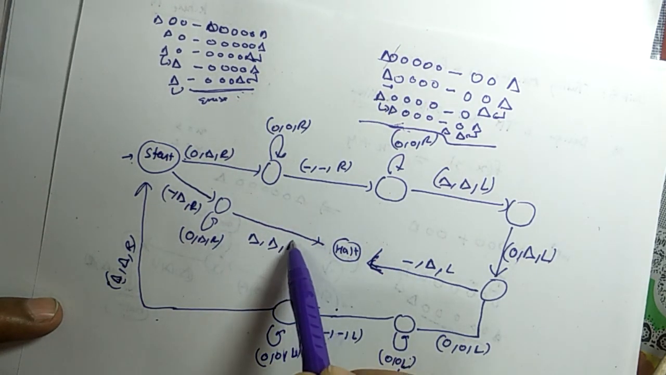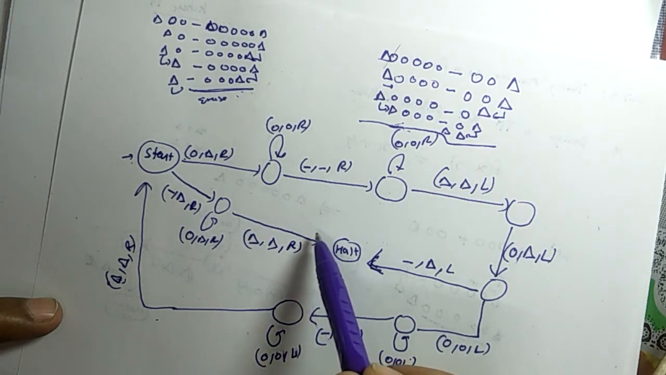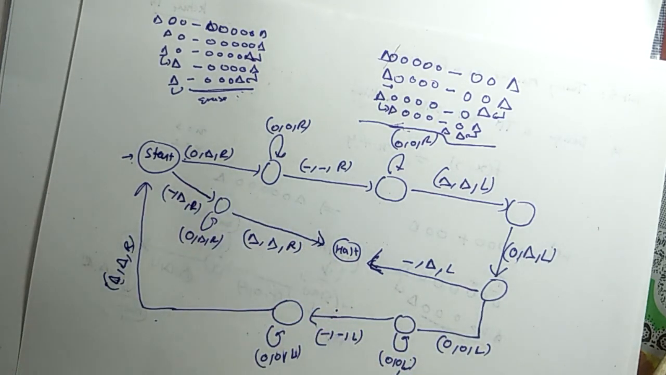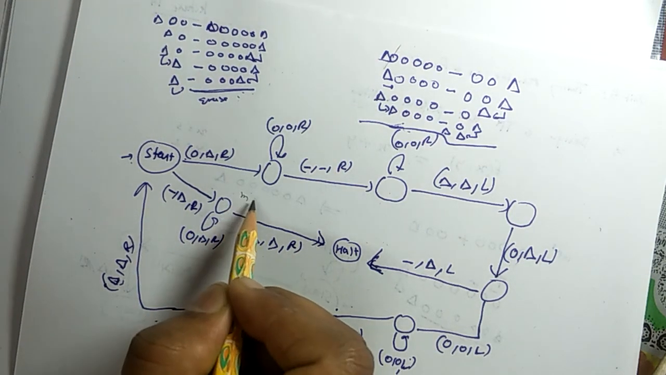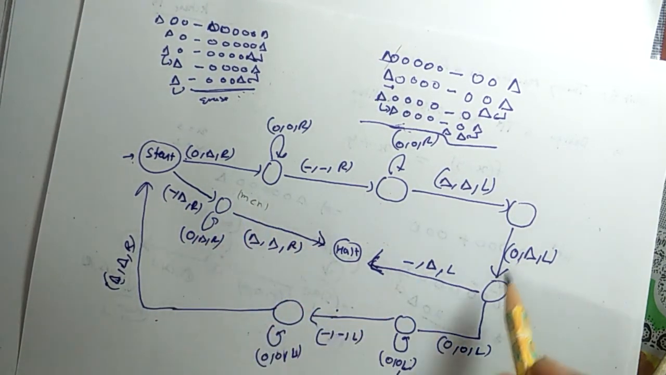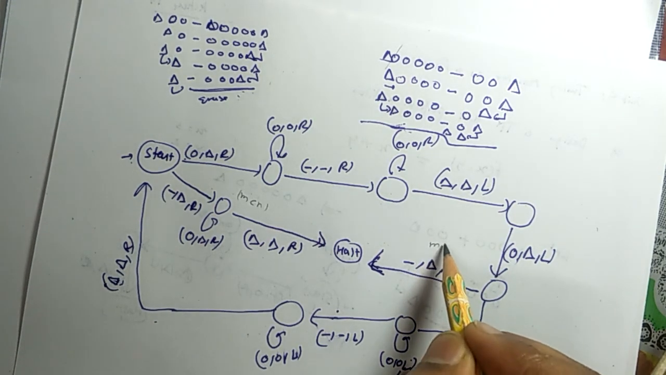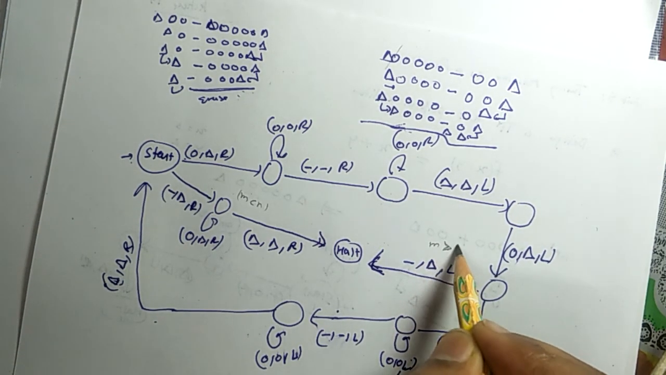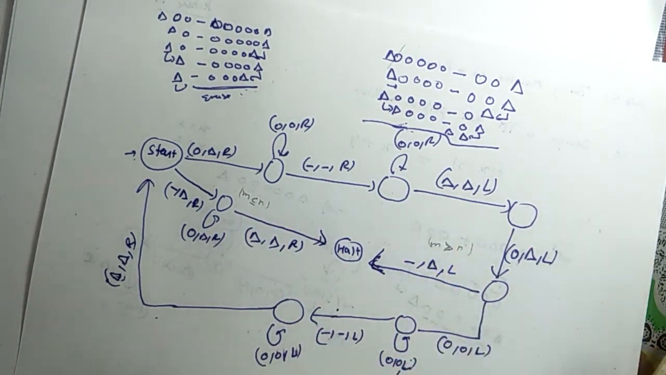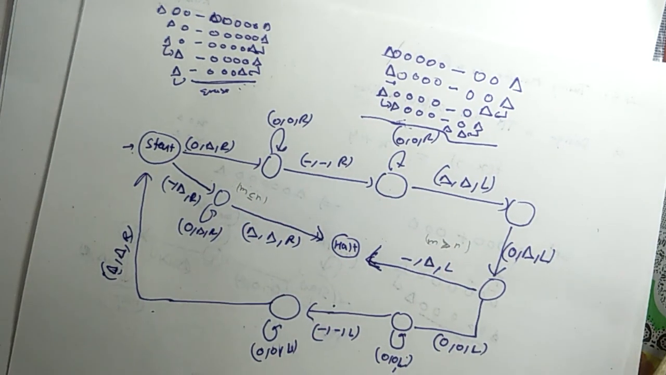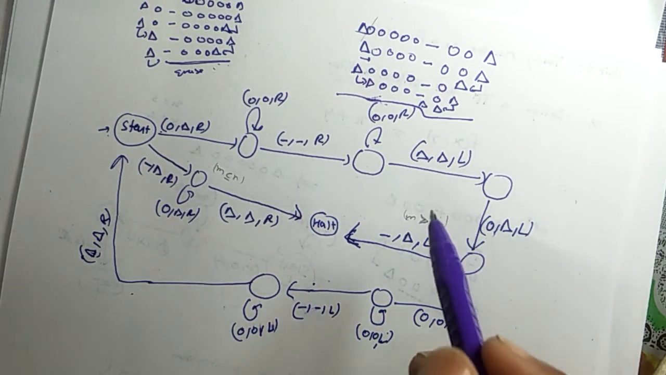and here we will halt. So this side is for m less than n, and this is for m greater than n. This is m less than or equal to n. So in this way, this Turing machine is designed for m minus n.